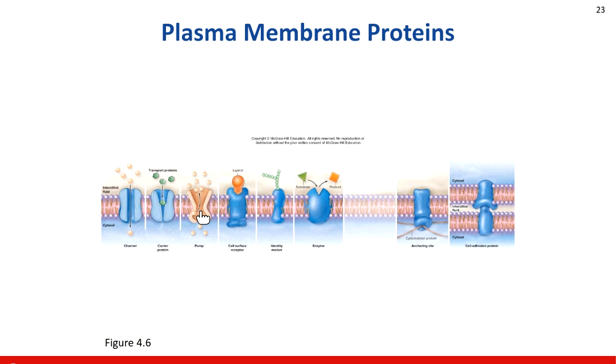Our cell surface receptor, this is our lock and key mechanism. Here's our lock, here's the specific key, that ligand. And once it activates the receptor, it can initiate some sort of process to occur. It could be a chemical process, it could be an immune reaction, it could be whatever. But the cell surface receptor is important. Identity markers here, this is what allows us to identify what's supposed to be where it's supposed to be. Here's our enzyme configuration here.